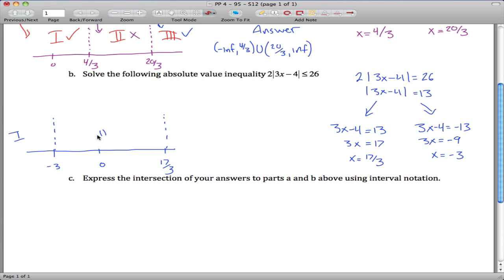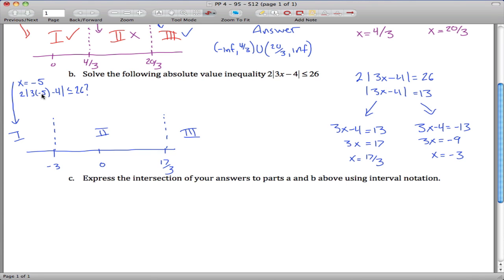1, 2, and 3. And what I'm going to do is choose numbers from each of these regions. So from this first region, maybe I'll let x equal negative 5, whatever. So 2 times the absolute value of 3 times negative 5 minus 4. Question is, is that less than or equal to 26?